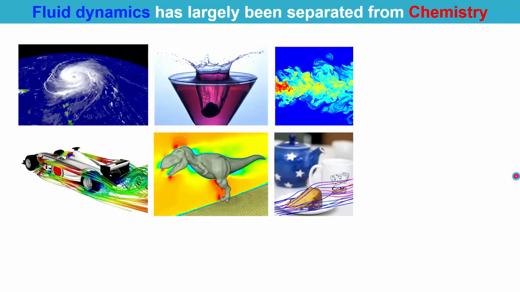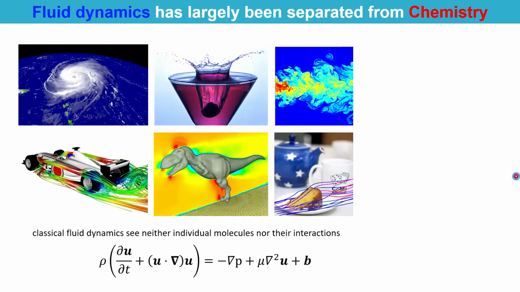By and large, fluid dynamics has been studied and practiced for thousands of years. And most of the time, we focus on macroscopic behavior. It's fair to say that classic fluid dynamics does not see individual molecules or their interactions. This can be appreciated by looking at the governing equation of fluid flow, which is the Navier-Stokes equation. Here we show the Navier-Stokes equation for a classic Newtonian fluid.